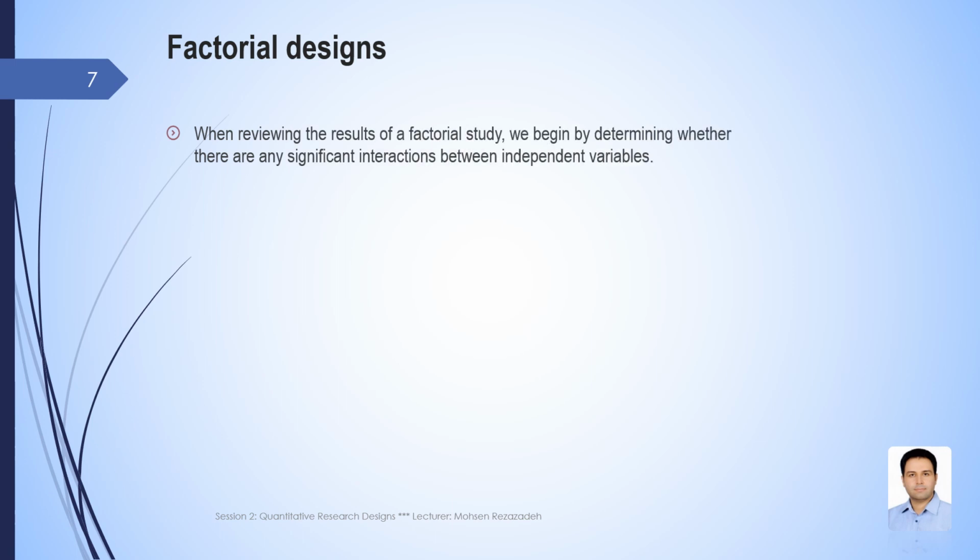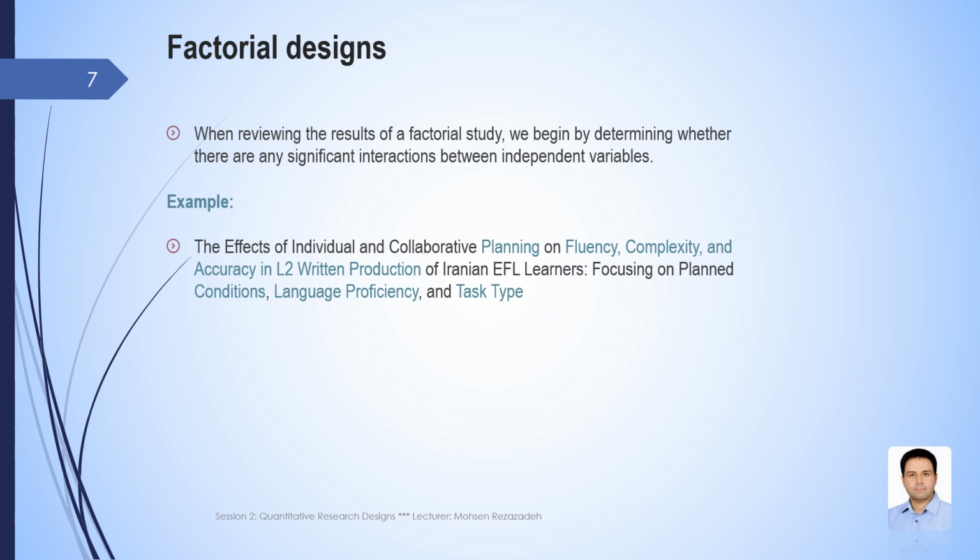When reviewing the results of a factorial study, we begin by determining whether there are any significant interactions between the independent variables. Look at this example. The effects of individual and collaborative planning on fluency, complexity, and accuracy, CAF, in L2 written production of Iranian EFL learners, focusing on planned conditions, language proficiency, and task type.